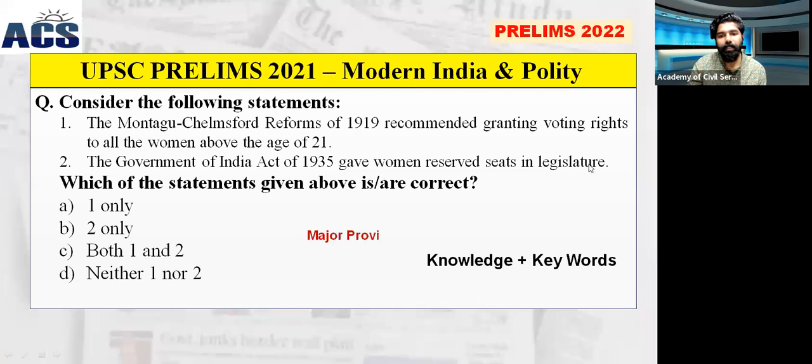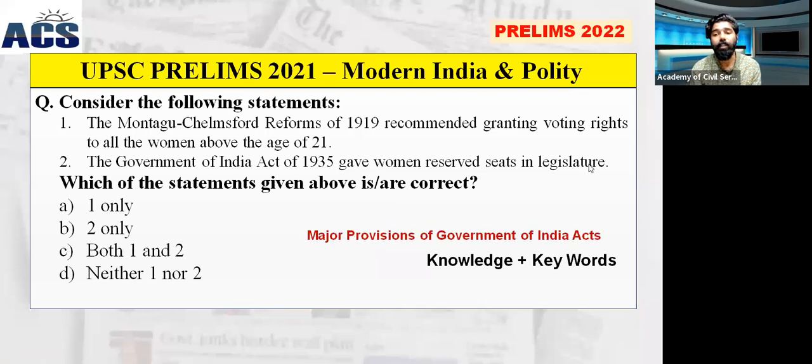This question is with regard to the major provisions of the Government of India Acts, especially those before Indian independence. Government of India Act of 1909, 1919, 1935, and there are other Indian Councils Acts as well. So all these acts are important as part of your modern India as well as polity, the Regulating Act, etc. So please read and study those, revise those concepts. Every year UPSC has asked a question with regard to these acts and provisions.